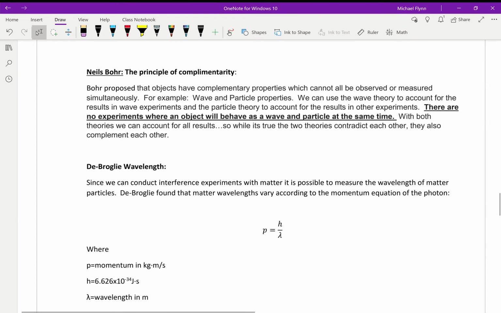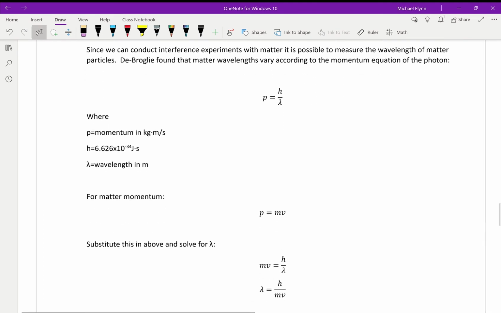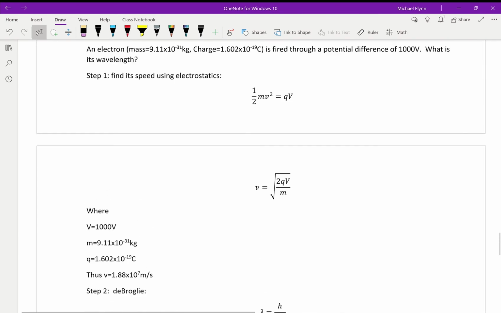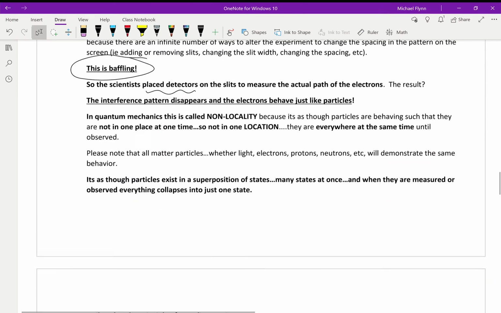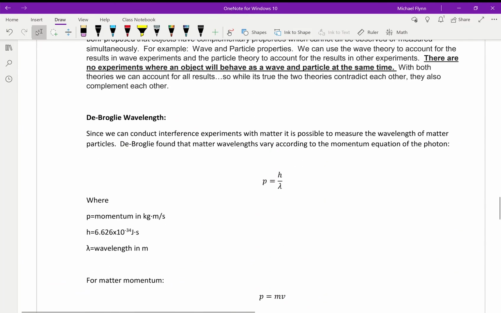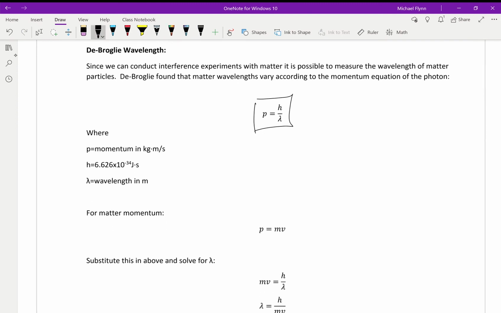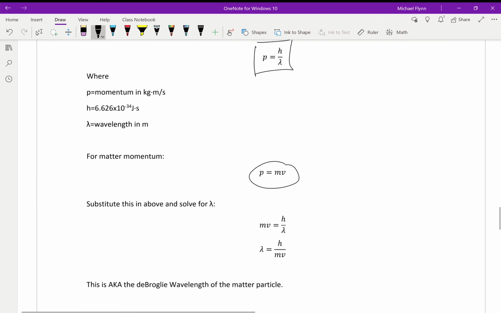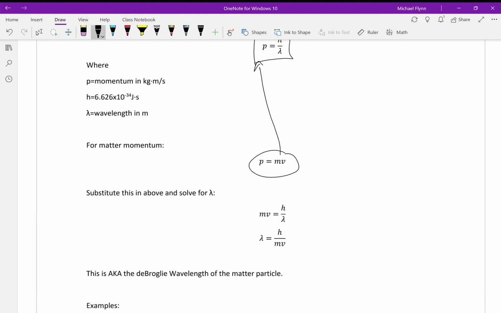Actually, hang on. No, let me go through this part here. So there's something called the de Broglie wavelength. Remember how the momentum of a photon is p equals h over lambda? Well, the momentum of an electron is p equals mv. So if you substitute in mv for the momentum of an electron or a particle of any kind, and then you solve it for wavelength, you get this equation here, and we call this the de Broglie wavelength, named after a scientist. It's really easy math.